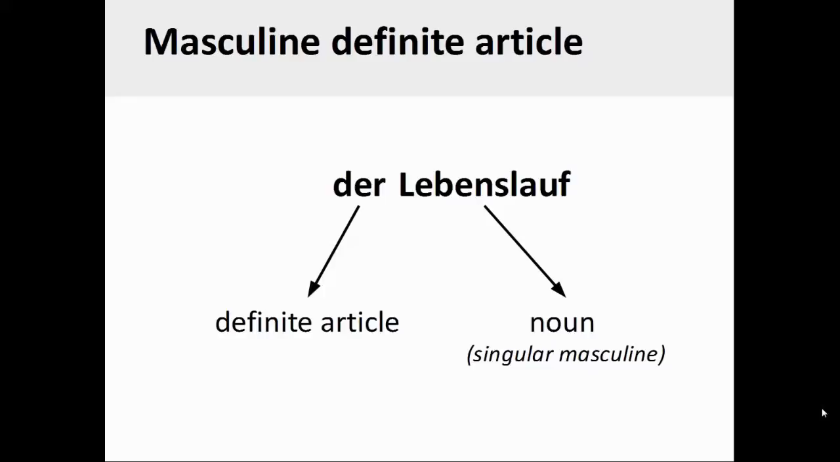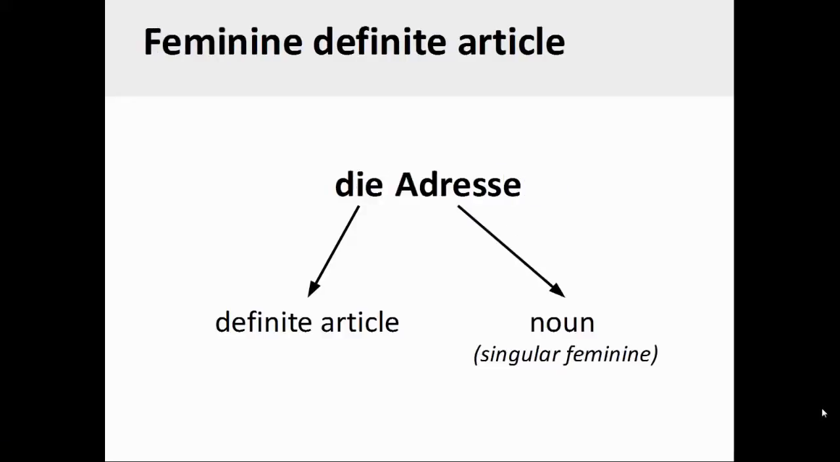Let's take a look at some examples. The German noun Lebenslauf, or resume, is a singular masculine noun. Therefore, its definite article will always be der. Adresse, however, is a singular feminine noun meaning address, and therefore its definite article must be die.